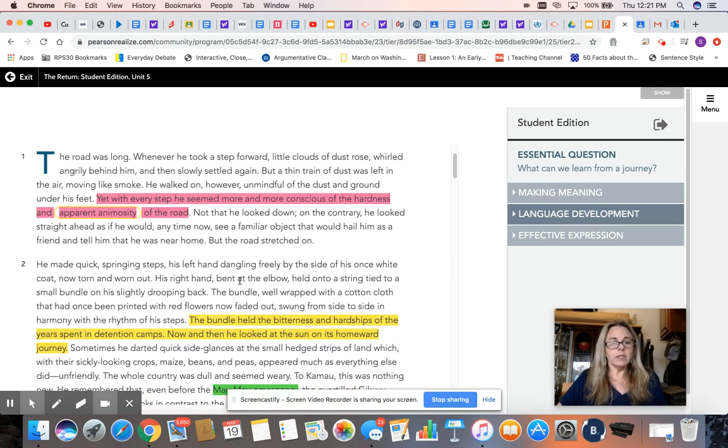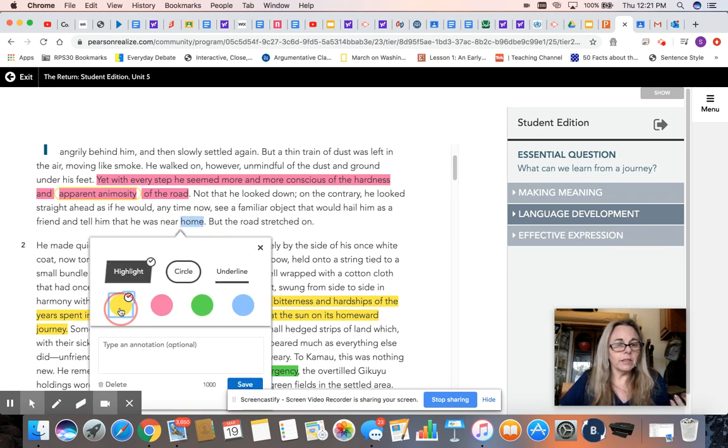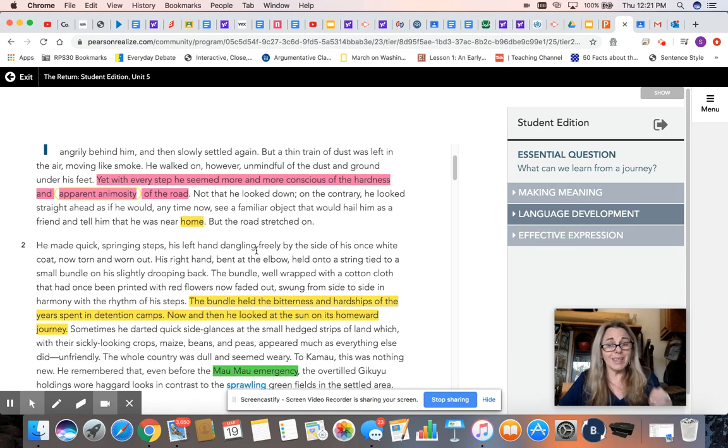Second paragraph, and so obviously our setting is he's on a road, right? Our character is this guy, right? And he is heading home. Like we see that right here. So that's all the information we need to kind of jump right into this story. That's that thing called exposition.